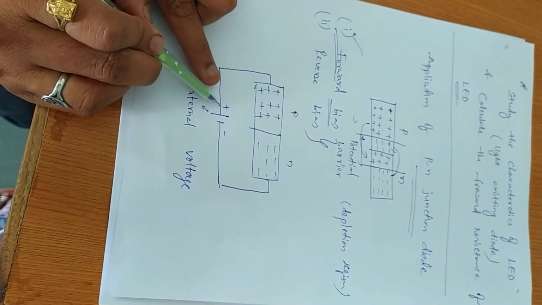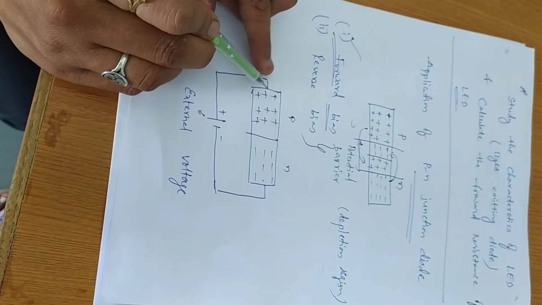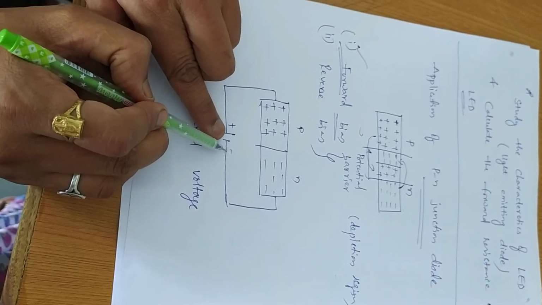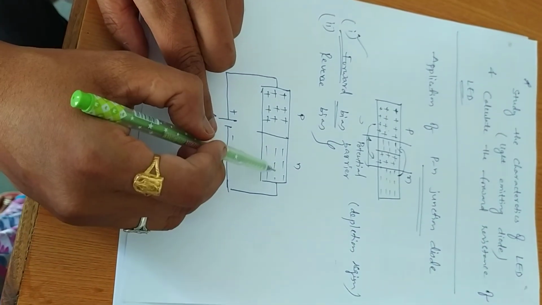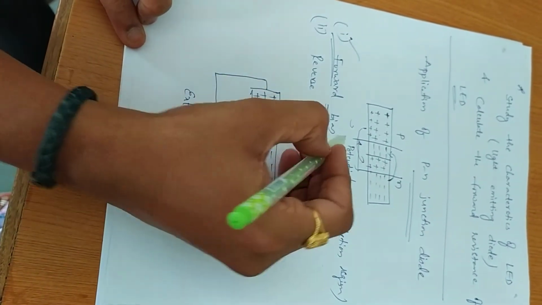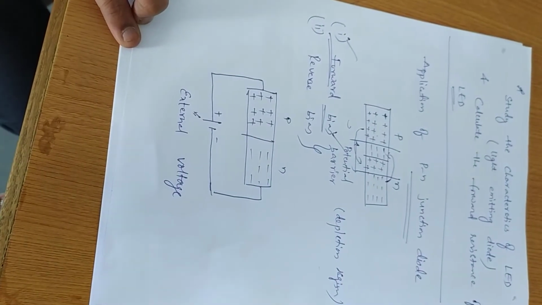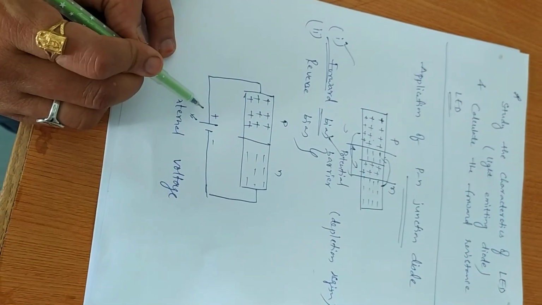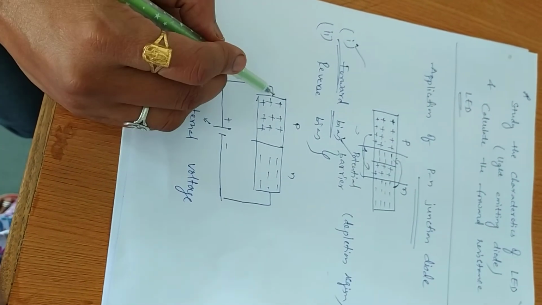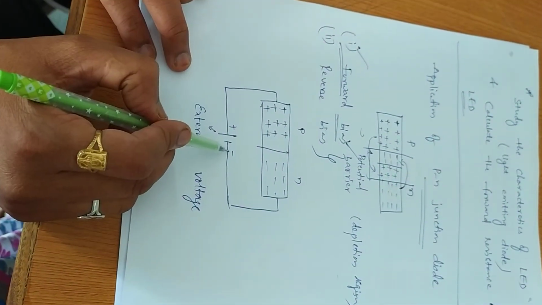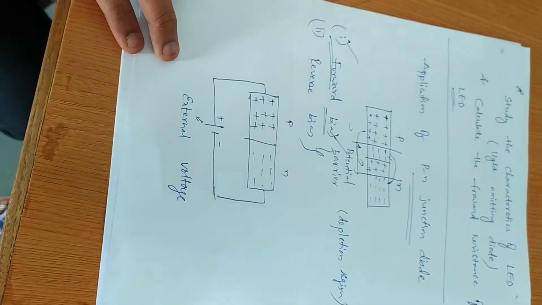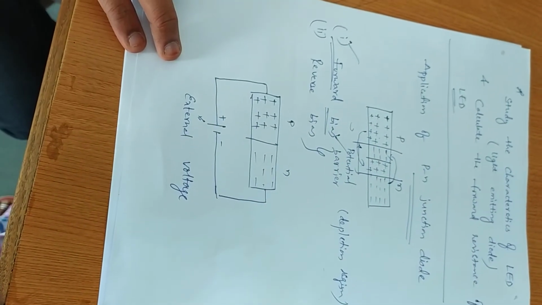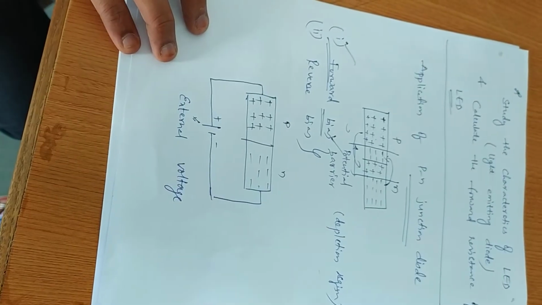When the positive terminal connects to the P region and the negative terminal of the voltage connects to the N region, this connection is known as forward bias. Forward bias means positive to positive, negative to negative. The positive terminal of the voltage is connected to the P region and the negative terminal to the N region. This connection is known as forward biasing. We'll see what happens in the forward bias connection.